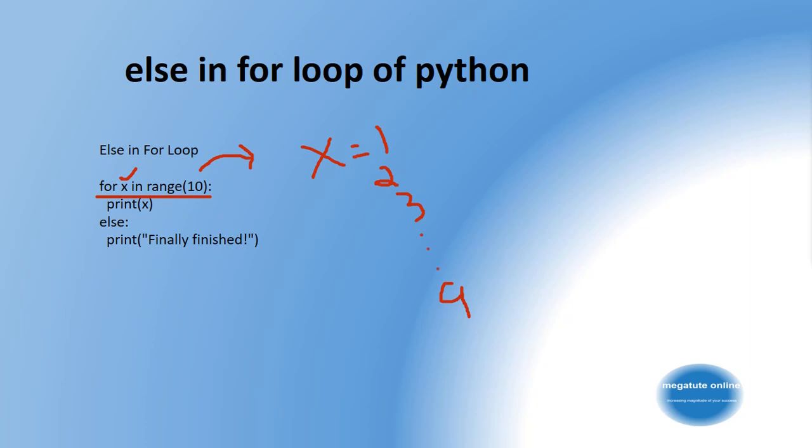So here it's going to print 1, 2, 3, 4, 5, 6, 7, 8, 9, and then when the value has reached 10, meaning when the condition becomes false, it goes to else and prints finally finished. All right, so this else part gets executed when the loop gets over. So this is the way we use the else statement with the loop in Python.